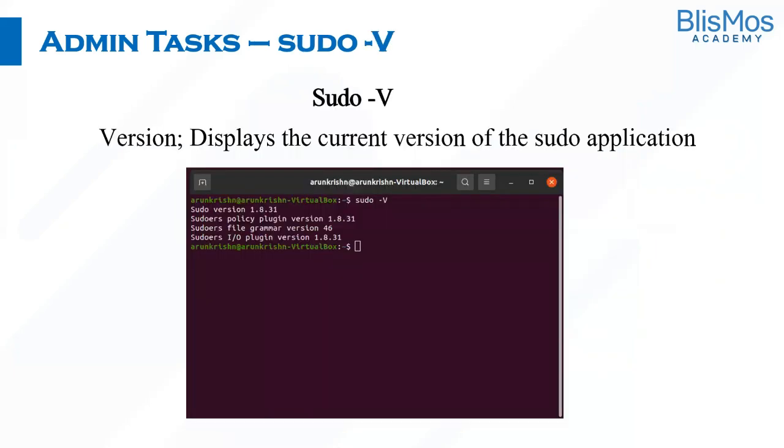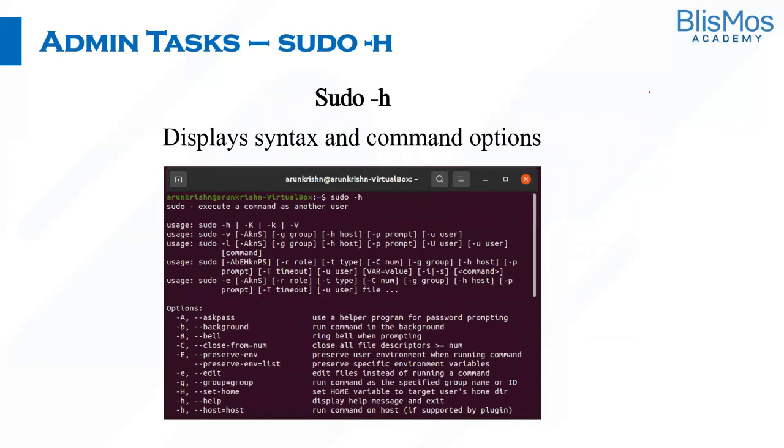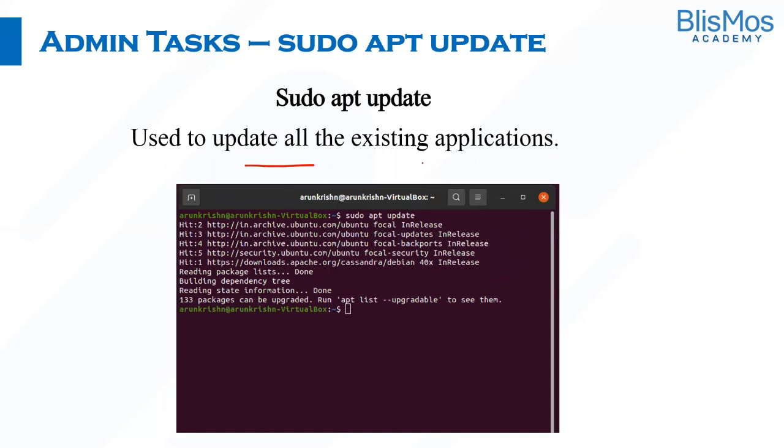So sudo -v will display the current version of the sudo application. Sudo -l lists the user's privileges, commands allowed and forbidden. Means if you are not a root user, you may not have all the privileges for running the commands. That is when sudo -l will list us all the privileges, commands allowed and forbidden. And sudo -h will display the syntax and also the different command options. If you want to update all the existing applications, you can use sudo apt update.